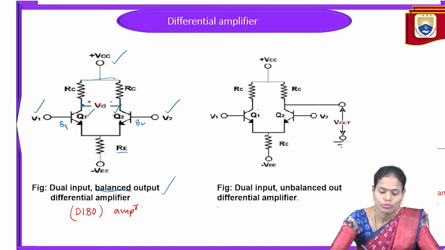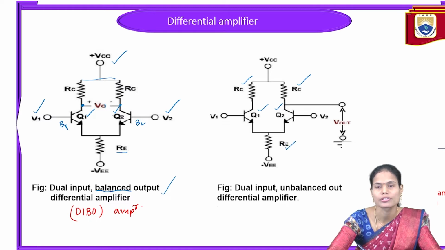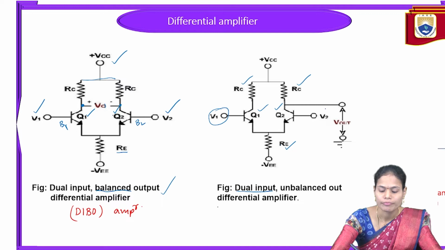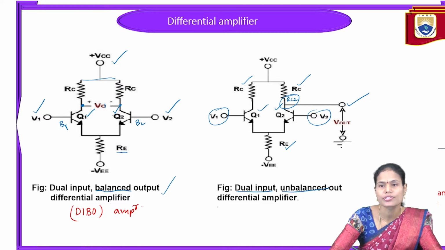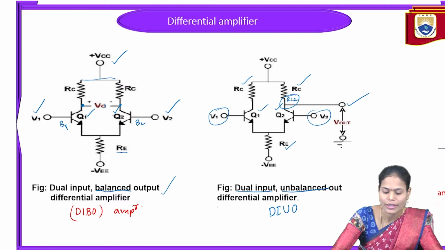The next circuit is the dual input unbalanced output differential amplifier. In this case also Q1 and Q2 are identical, RC1 and RC2 are equal, and RE1 and RE2 are equal, so we replace them with the emitter resistance RE. Here again it is dual input, so we are providing both the voltages V1 and V2, and the output we are taking across the Q2 transistor collector terminal. That is, across RC2 we are measuring the output voltage, or else we can also measure across RC1, any one terminal only. So we call it the unbalanced output differential amplifier, in short the DIUO amplifier.